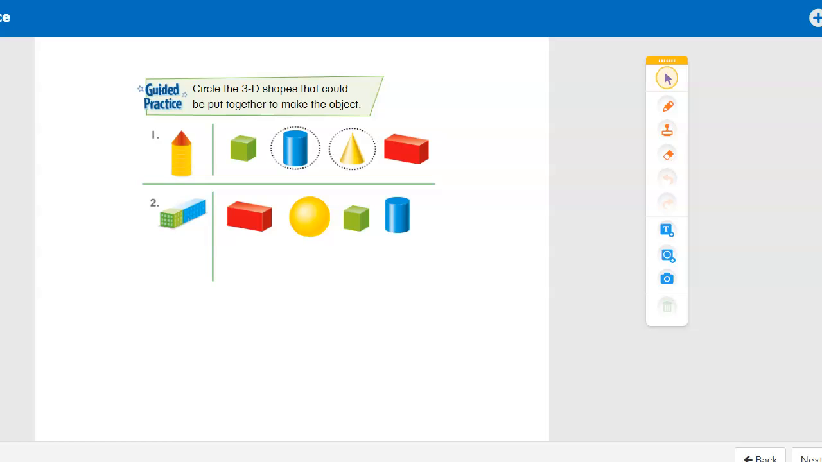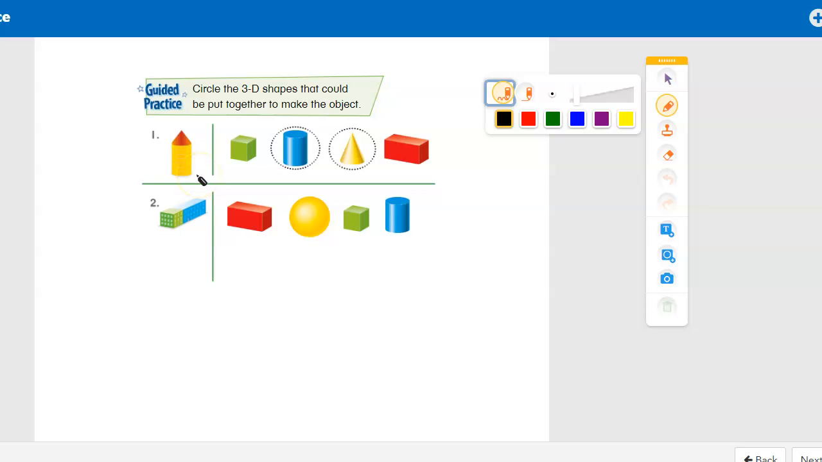All right, boys and girls, now we're going to be doing the guided practice. On the same page, it's still 586. You should be seeing guided practice at the top. This one says to circle the 3D shapes that could be put together to make the object. The object is to the left. So these are the objects they are talking about, this one and this one. It wants us to circle which shapes out of these could make this object.